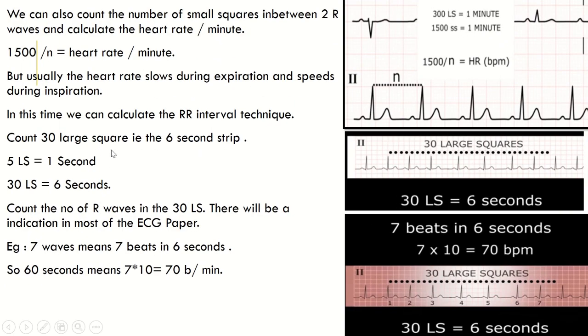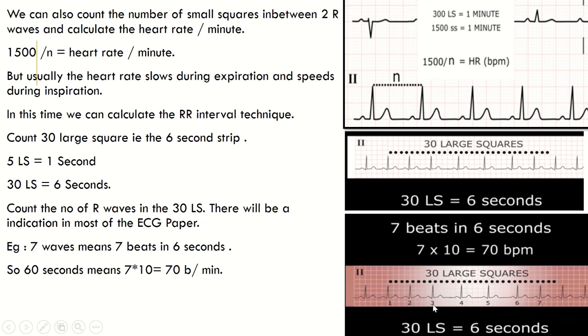So 30 large squares comprise the 6 second strip. As you know, in 1 second there are 5 large squares. For 6 seconds, there are 30 large squares. So count the number of R waves in the 30 large squares.